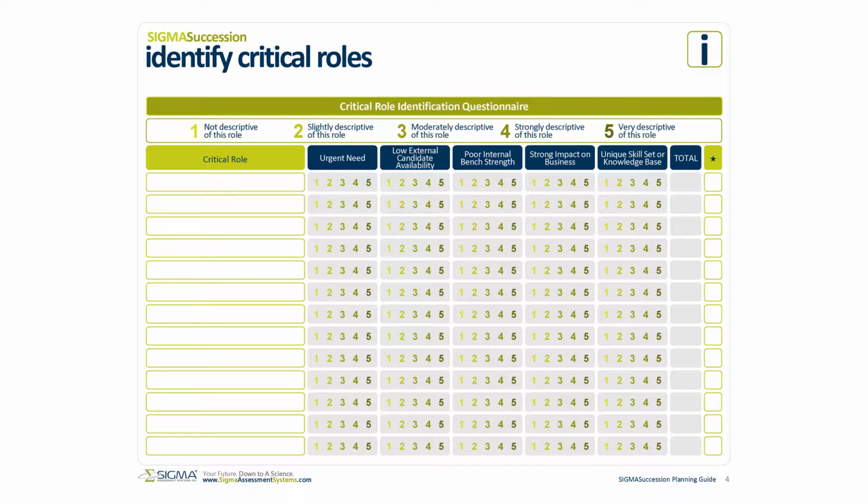The best place to start is to essentially get key stakeholders in a room and discuss where to focus those resources and where our most immediate needs are. We do this with a great tool, and it's a very long name, our Critical Role Identification Questionnaire, and it's a great tool to basically list the positions that you need succession for and really focus on which ones are the most important.